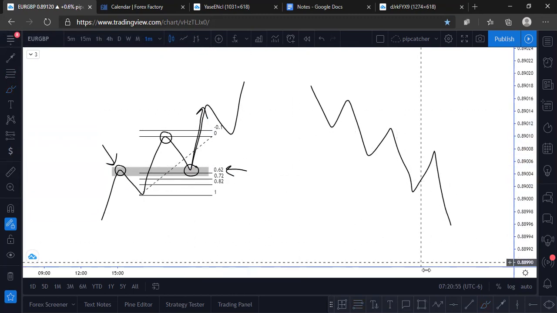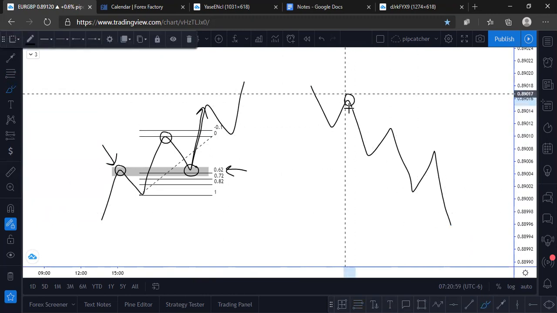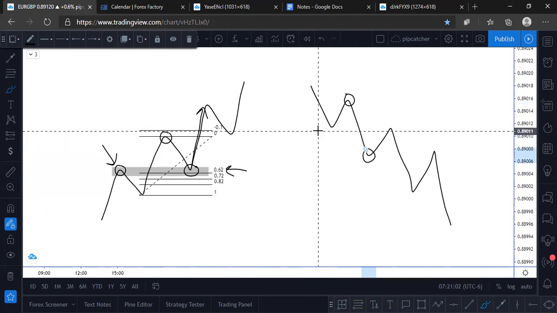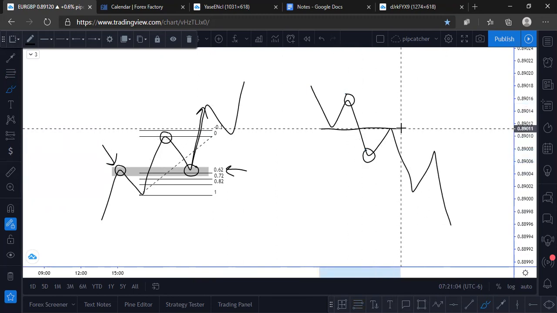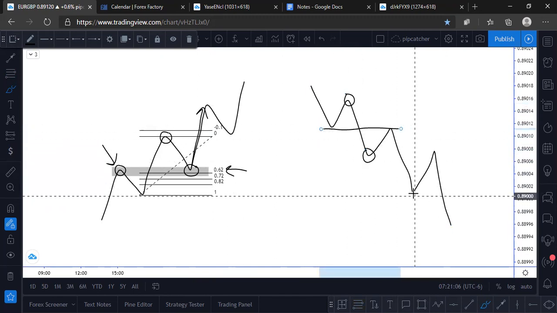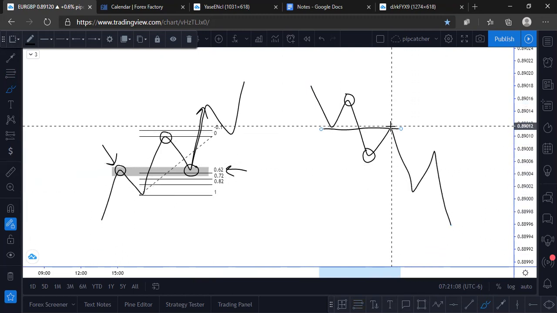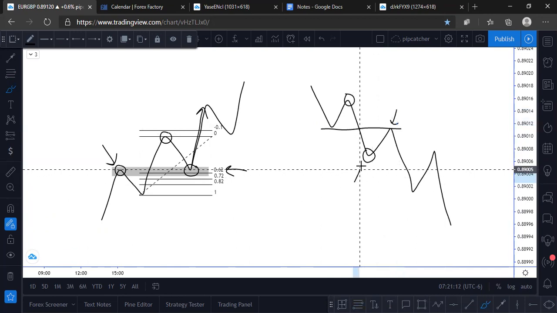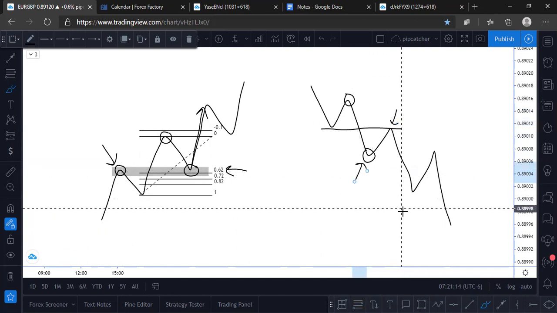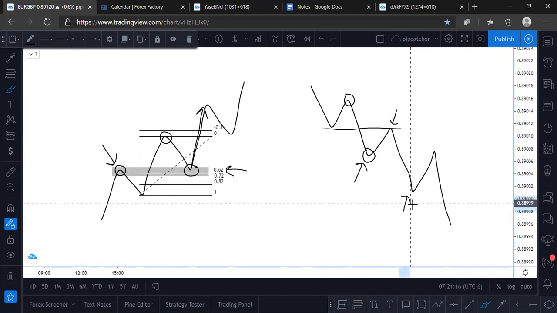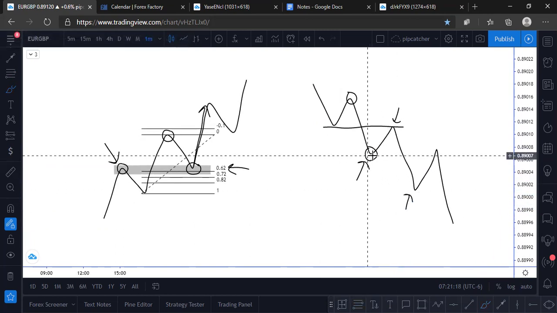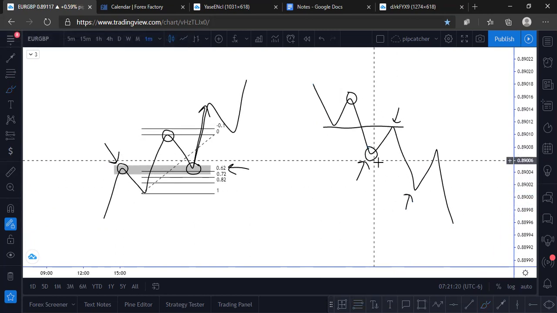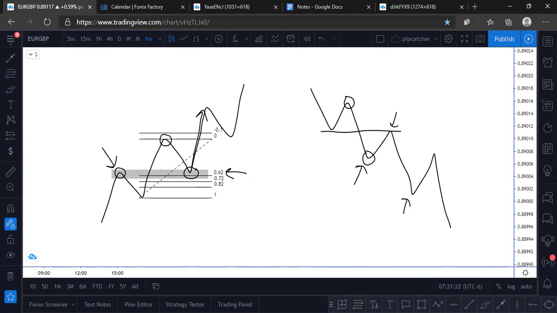Same thing over on the sell side, right? When we start seeing those lower highs and lower lows break structure, right? Lower high, lower low. Okay, so we have this lower high. We came down and broke this structure and created a lower low. So since we broke that structure here, we should be expecting a retracement, right?